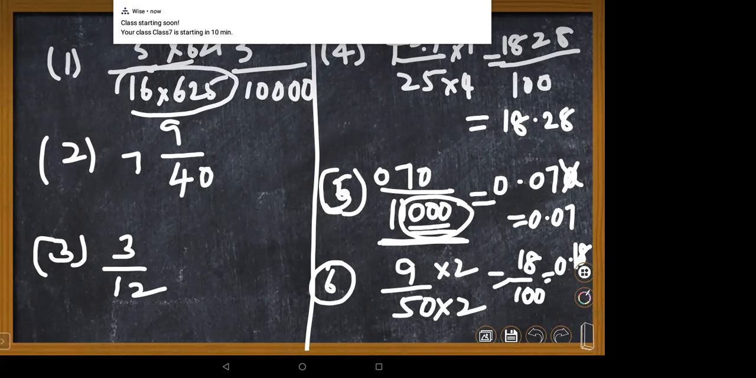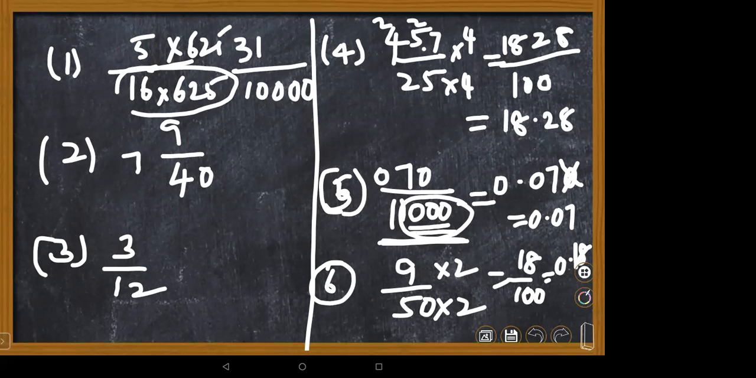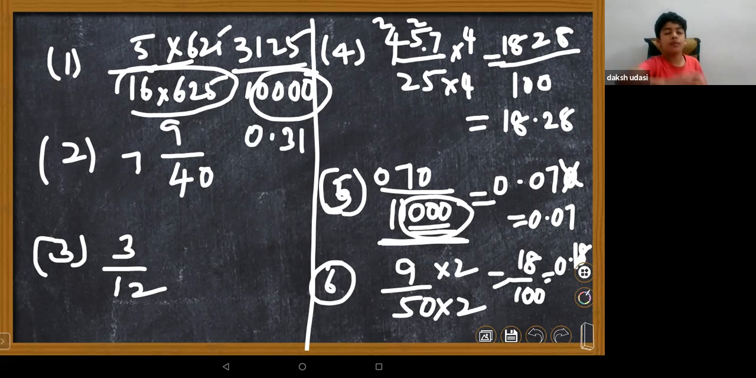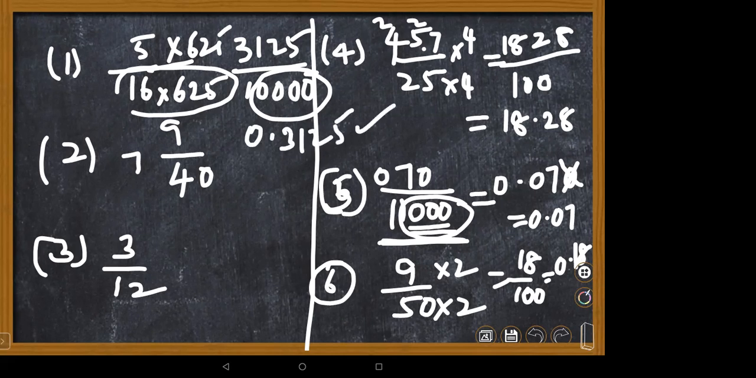3125. So here, how many places are there? How many zeros are there? That many decimal places you need to get. 4 zeros. That means 4 places. So 0.3125. Very good. 0.3125 is the correct answer.